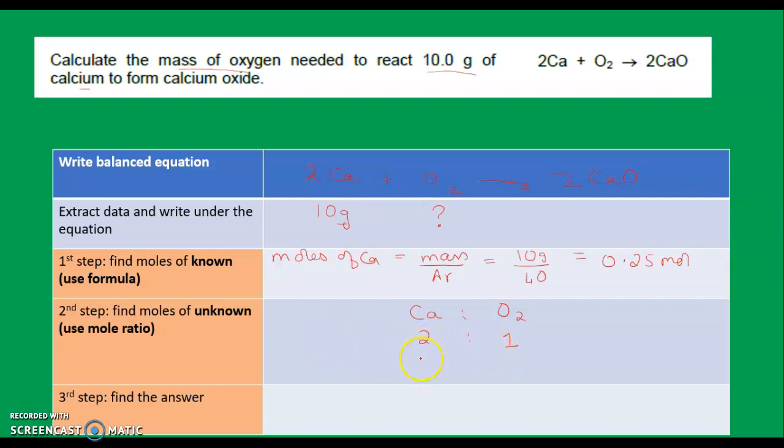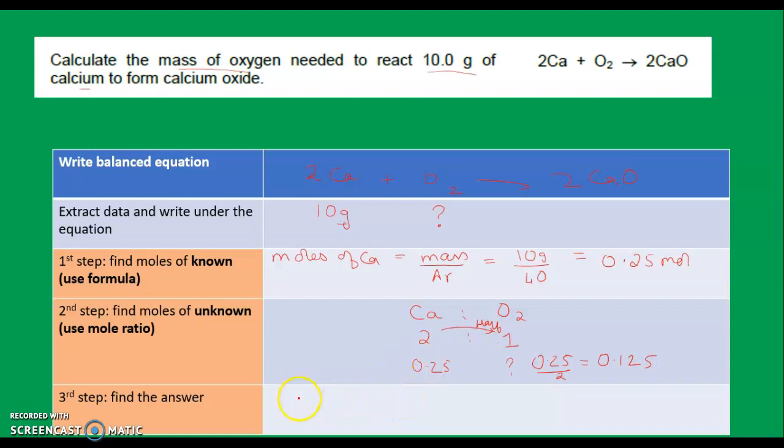So you write down those numbers and then you say calcium, I've just found 0.25. So what is that? The ratio is 2:1. Whatever is calcium, oxygen is just half of that. So whatever is that, you just see half of that. Therefore, this would be 0.125.